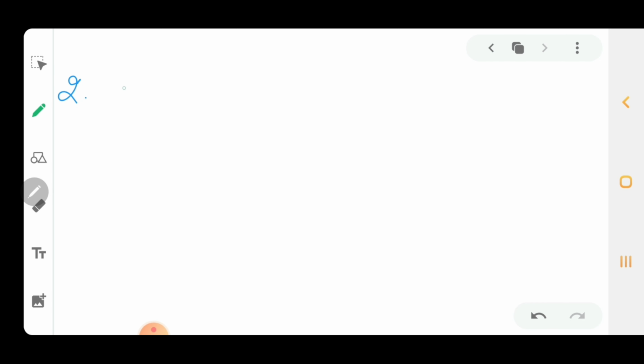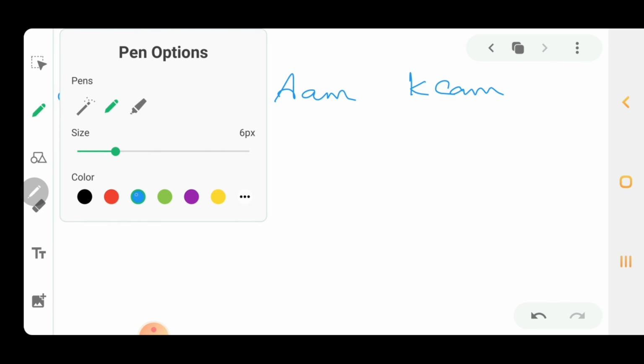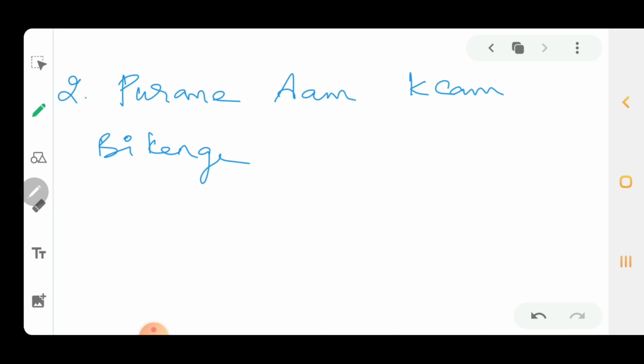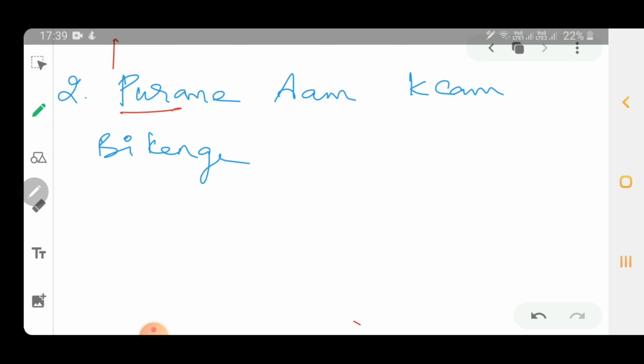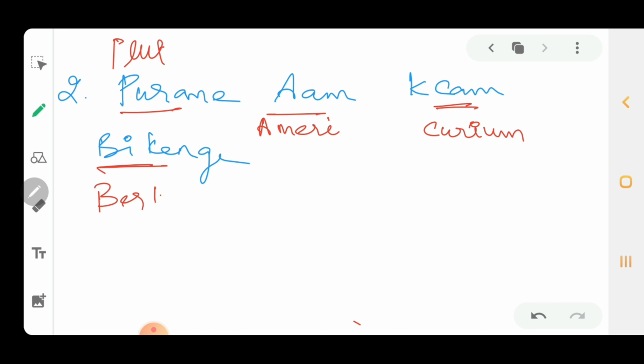Okay, we'll move on to the second part of the mnemonics. The second part is: Puranaham, Kekam, Bikange. Let's decode and understand what are the elements present in it. This stands for plutonium, and then this stands for americium, and then this stands for curium, and then Bikange stands for berkelium.